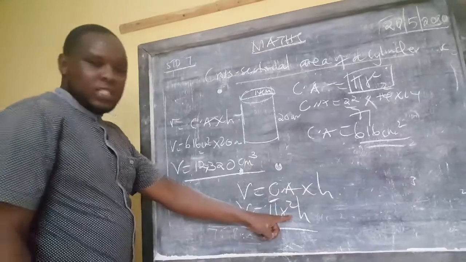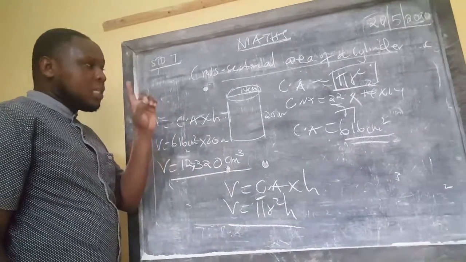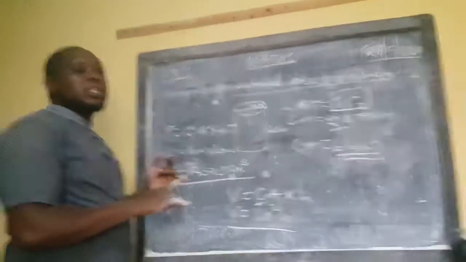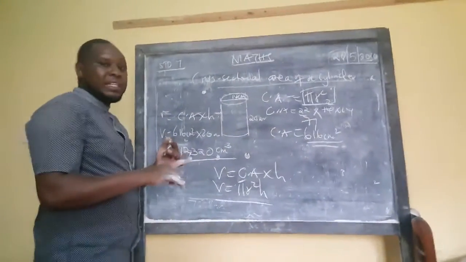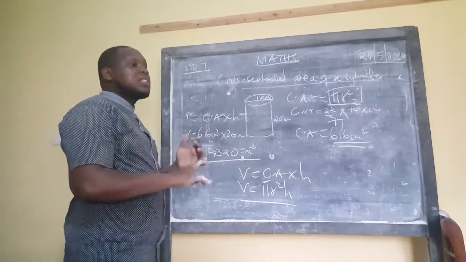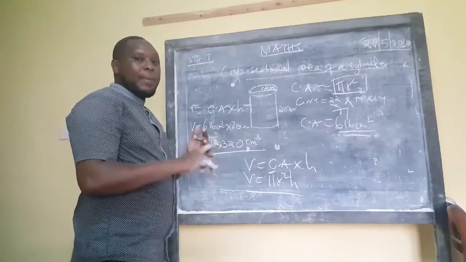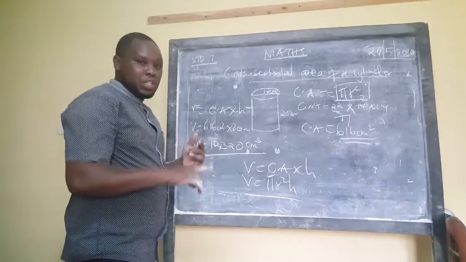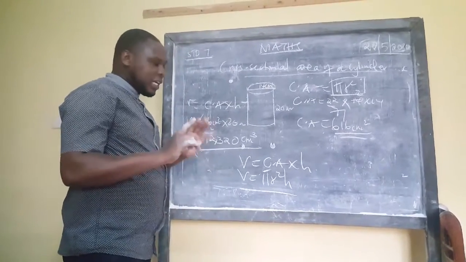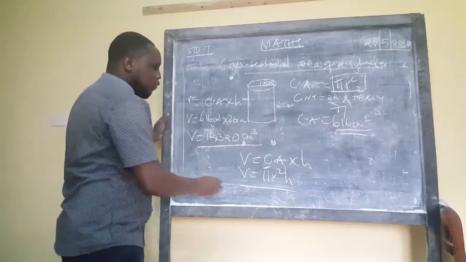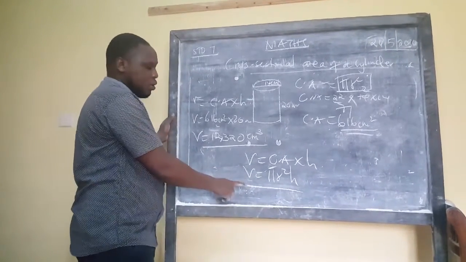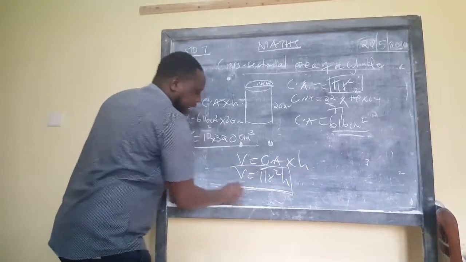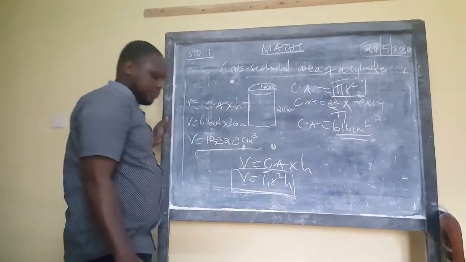Remember, this is different from the surface area. In our surface area, we said a closed cylinder is given by 2 pi r squared plus pi dh, a closed one. An open one is given by pi r squared plus pi dh. Curved surface, we said, is given by pi dh. So those are things that we need to understand. So the formula for getting the volume of a cylinder is pi r squared h.